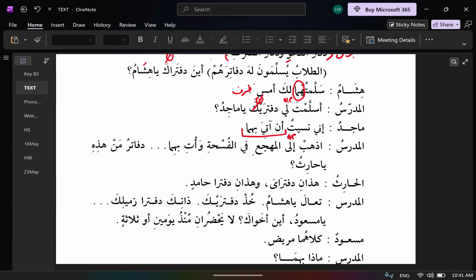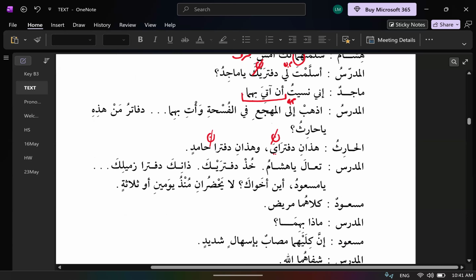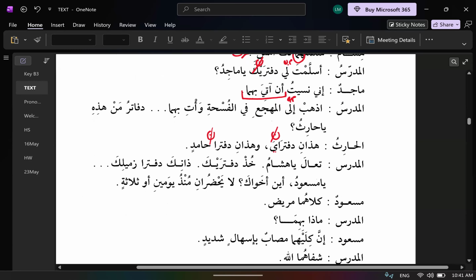So, whose notebooks are these, O Haris? Haris says, "Hazani daftara ya." Noon got dropped over here, and daftara ya should have a 2 dots there. These are my 2 notebooks. "Wahazani daftara hame." Then noon got dropped over here. Daftarani hamidin became daftara hamidin.